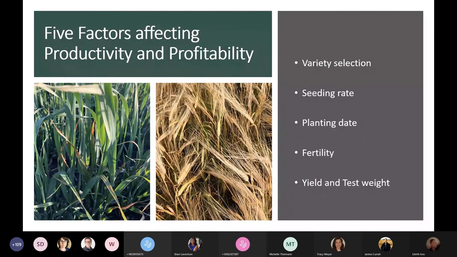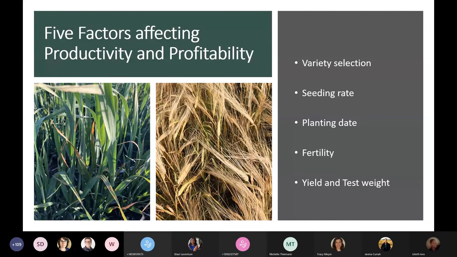Because this spread is pretty significant, it provides both the agronomists and the farmers with an opportunity to see how we can narrow the spread and move growers who are at the lower end of the scale towards getting yields on the higher end of the scale. And one of the things that will be very helpful is going to be variety selection, right? So we're going to talk about variety selection for a little bit.